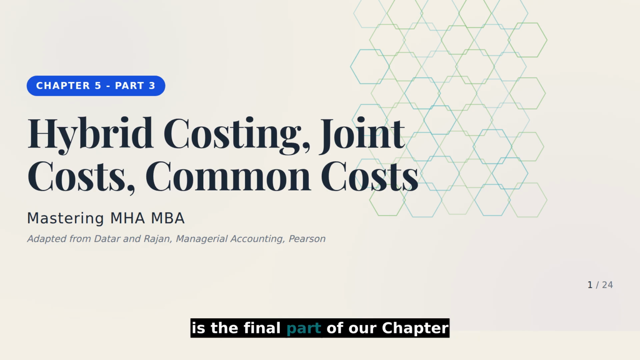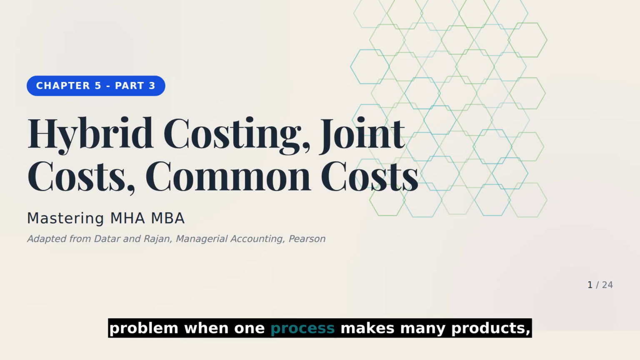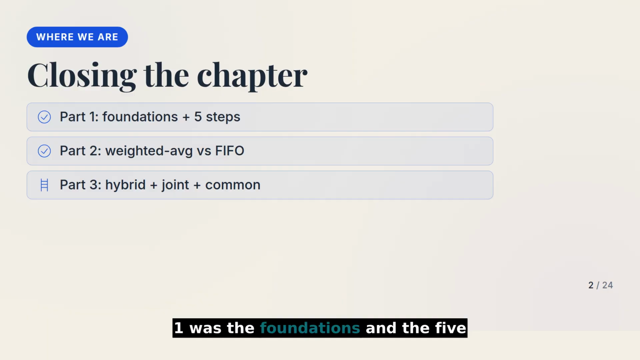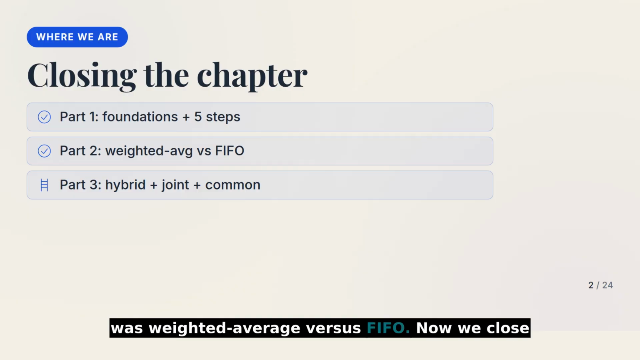This is the final part of our Chapter 5 series. Today we cover hybrid costing systems, the joint cost problem when one process makes many products, and the common cost allocation puzzle when two parties share a facility. Part 1 was the foundations and the 5 steps. Part 2 was weighted average versus FIFO. Now we close the chapter with 3 real-world wrinkles that pure process costing cannot handle on its own.